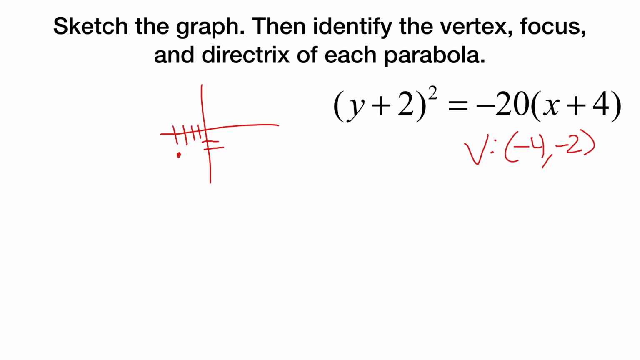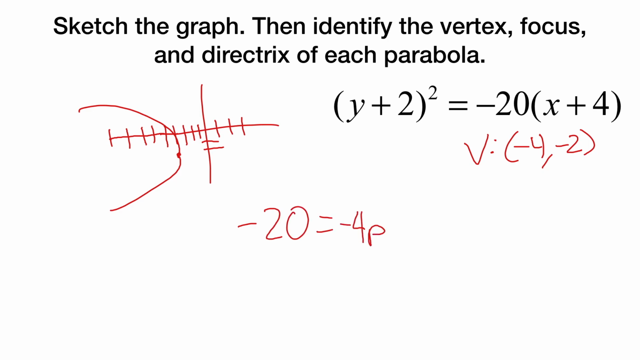So there it is, and if you look, because it's going to be negative 20, that means it's going to actually open towards the left. Now in this case, negative 20 equals negative 4p. So I would divide by 4, meaning p is 5.